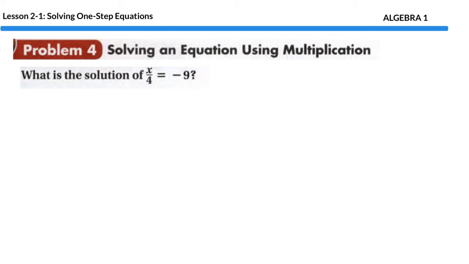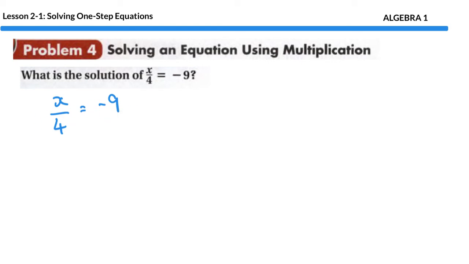Remember, what is the inverse operation of division? It's multiplication. So what is the solution of x over 4 is equal to minus 9? Now let's write down this equation before we move on to solve. X over 4 or x divided by 4 is equal to negative 9. Now since x is divided by 4, how will I remove division? It's by multiplication. So I will multiply by 4 on both sides of the equation.